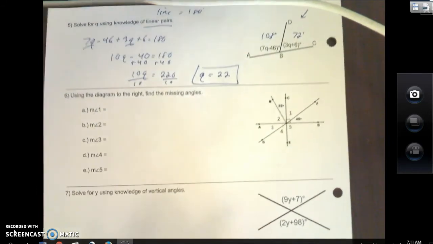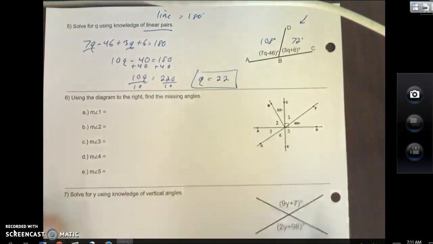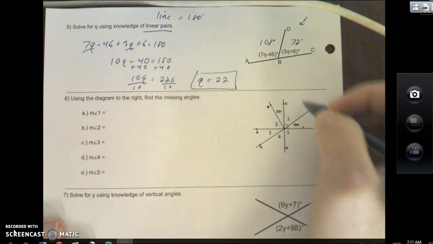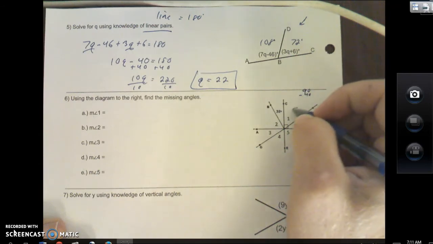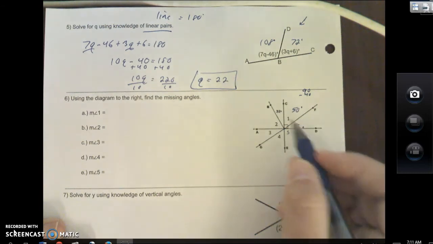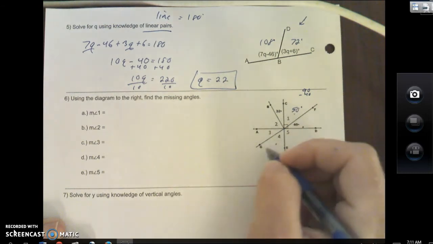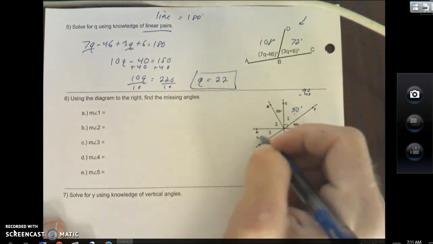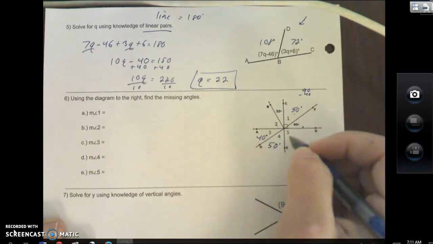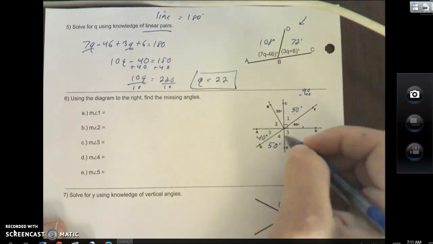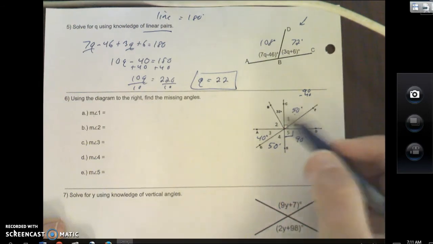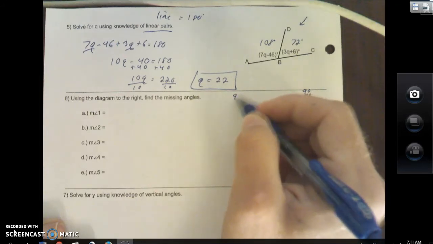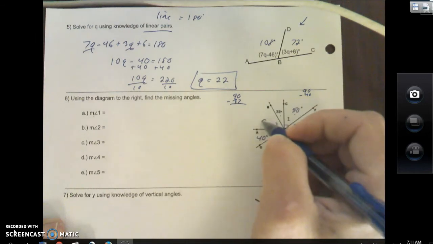Alright. Using the diagram to the right, find the missing angles. So, this is a right angle. So if this is 40 degrees, I know that I could do 90 minus 40 to get 50 degrees. Okay. If this is 50 degrees, what's this got to be? 50 degrees. If this is 40, this has got to be 40 degrees. This right here, this number 5, is a corner. That's a right angle. And then finally over here, if I want to find angle 2, this is 32 degrees. Again, 90 degrees. 90 minus 32, which is 58.